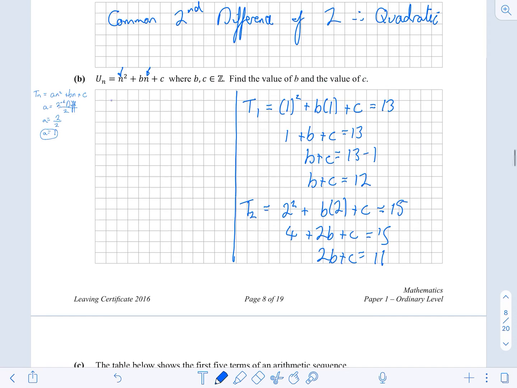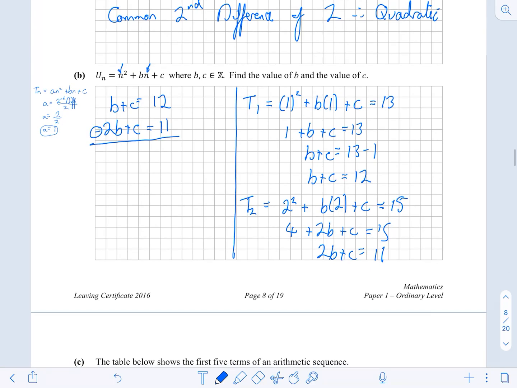So I have two equations. I have b plus c is equal to 12, and I have 2b plus c is equal to 11. Simultaneous equations: the c's will kill each other off if I change the bottom one to a minus. So I have b minus 2b, which is minus b, is equal to 1. So b must equal minus 1.